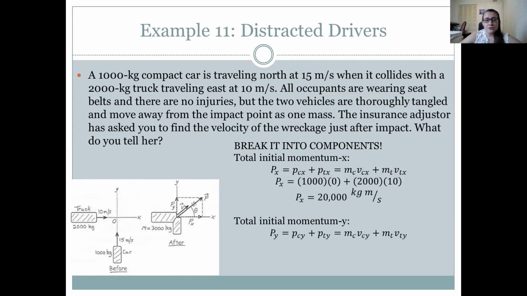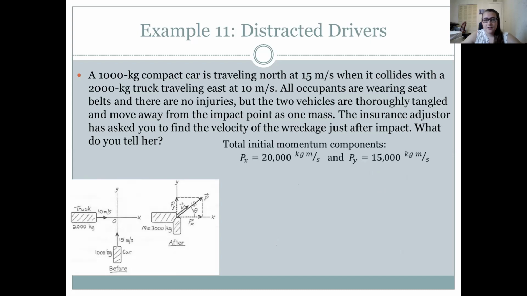Same idea in the Y direction. Our total momentum in the Y direction is from the car plus the truck, but the truck is not moving in the Y direction initially, it's moving in the X direction. So that term is going to completely go away. And our momentum in the Y direction is just from the car, so 1,000 kilograms times 15 meters per second is 15,000 kilogram meters per second. So there we have our components for the initial momentum, X and Y components. So I just put them up there again for you for reference.